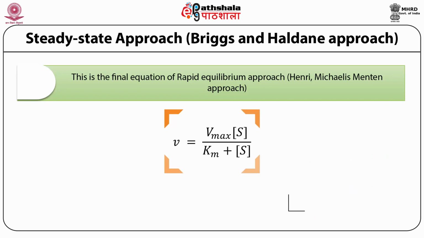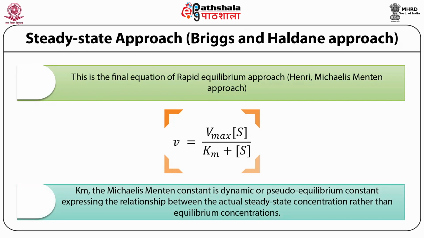So what is Km here? Km is the Michaelis-Menten constant, which is a dynamic and pseudo equilibrium constant, because we are talking about steady state here, so we are not having equilibrium. That's why it is a pseudo equilibrium constant, expressing the relationship between the actual steady state concentrations rather than equilibrium concentrations.